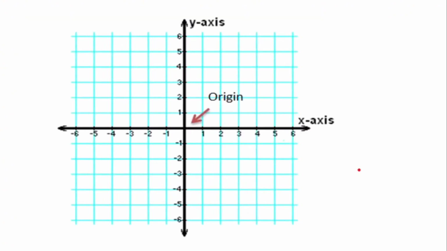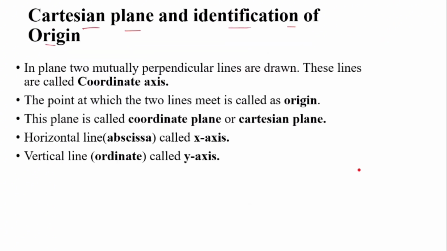So first of all, see this example. In a plane, two mutually perpendicular lines are drawn. These are two mutually perpendicular lines. Mutually perpendicular means the angle between them is 90 degrees. This is a 90-degree angle. This is 90, this is 90, and this is also 90.